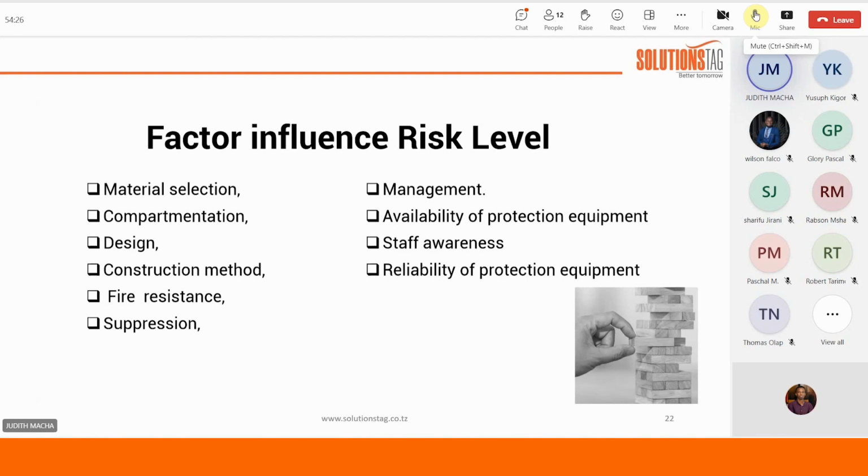And there are a number of factors which can affect the risk level. I discussed some of them: material selection, the management itself, the reliability of the protection equipment, the awareness of the staff, the availability of the equipment, the design itself, the construction method, the suppression system, and the fire resistance, whether it's a door or the walls that you have. All of them, in one way or another, can influence the risk level of that area.